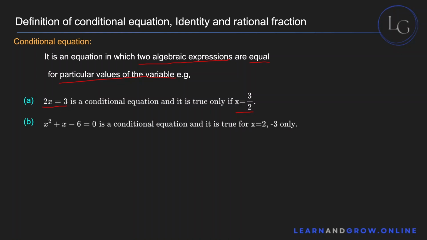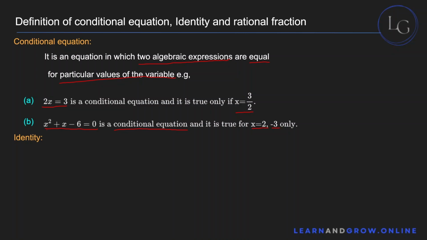So we have the second example. This is a quadratic equation. So obviously a quadratic equation will have two solutions, two values for the variable. So x will have two values over here, and once you solve this, you'll find out that the values for x become 2 and minus 3, sorry. And basically this quadratic equation is a conditional equation, and it is true only for these two values of x.